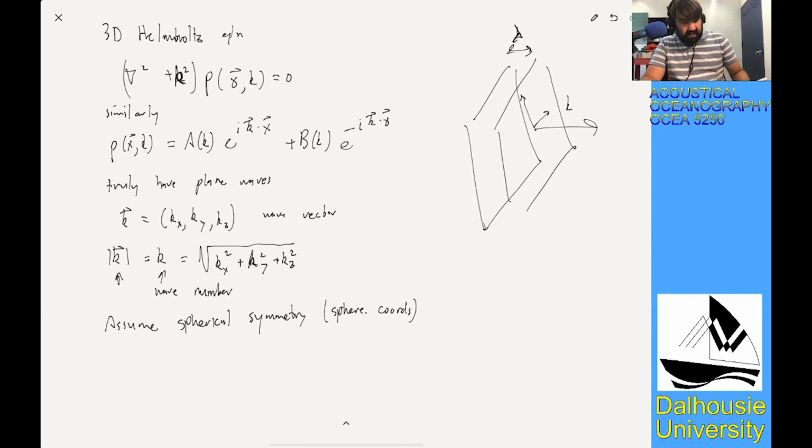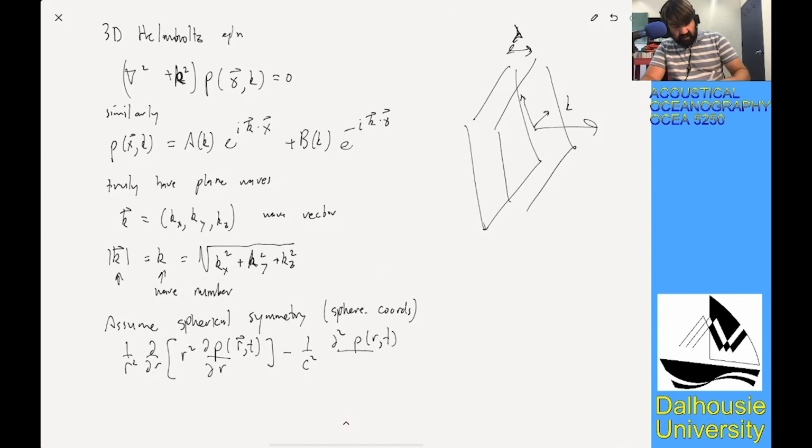So let's write our wave equation in spherical coordinates. So maybe a familiar thing, maybe you gotta look it up. But we've got 1 over r squared d by dr, r squared dp now in terms of r, t, d by dr, okay. And then we have minus 1 over c squared, and just our time derivative remains unchanged, of course. And actually, we don't really need the arrow over the r. I guess that's sort of superfluous because we have spherical symmetry. We've already assumed that. And here, just to define r, r is the square root of x squared plus y squared plus z squared, right?